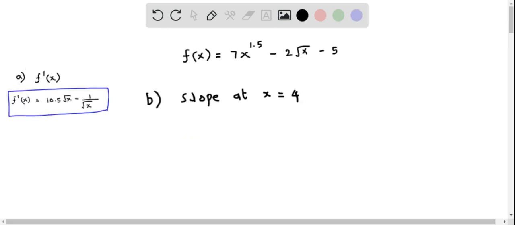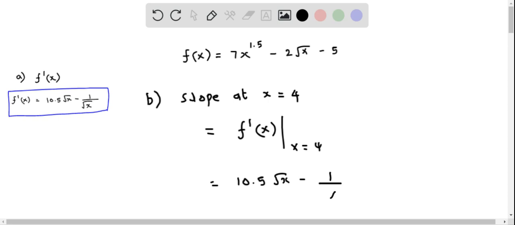In part B, we determine the slope at x equal to 4. And so this basically equals the derivative of f of x, which is f prime of x, evaluated at x equals 4. And so this equals, we utilize the derivative of f of x, which we found in part A. That is 10.5 times root x minus 1 by root x, and this must be evaluated at x equal to 4.